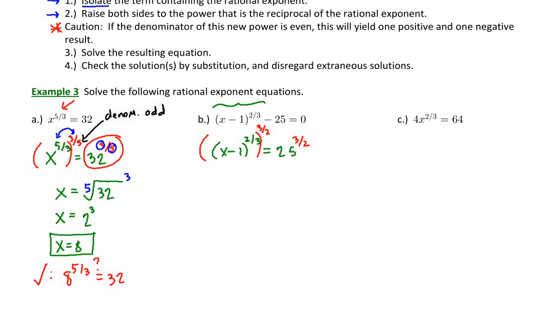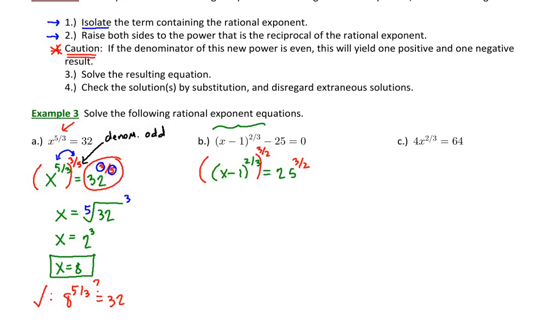Now this is the situation that I have this note of caution about. What I want you to observe is that the denominator that we are applying to both sides is even. And this means we're going to have one positive and one negative result. Let's talk about why. Go ahead and simplify the left side. Remember, when we have a power to a power, we multiply the powers. So we end up with an outside exponent of 1, just getting x minus 1.